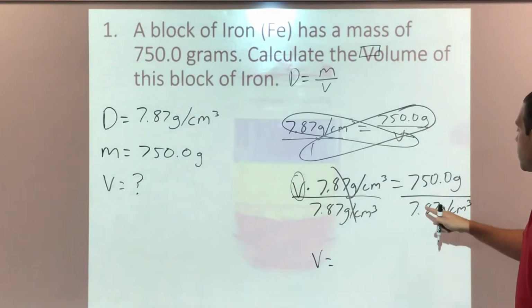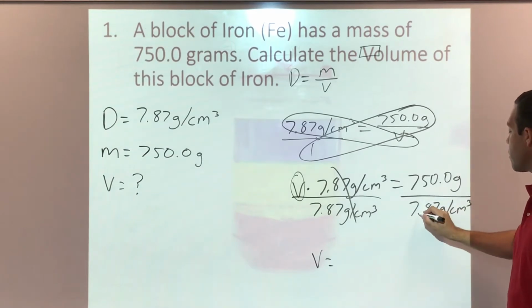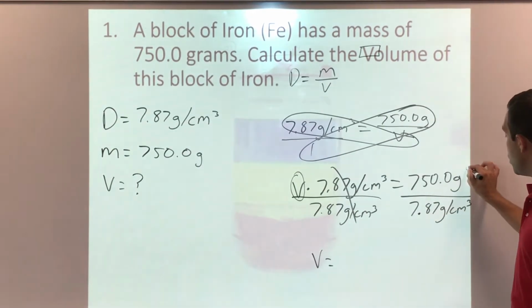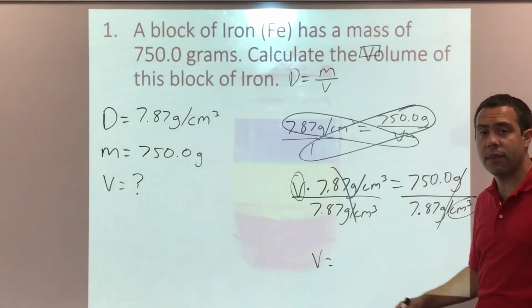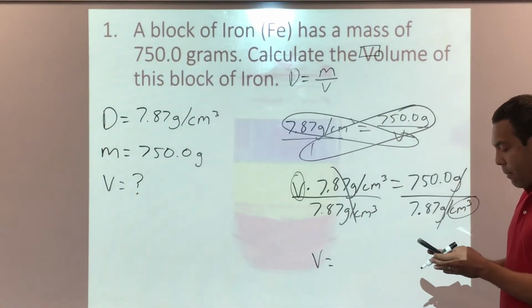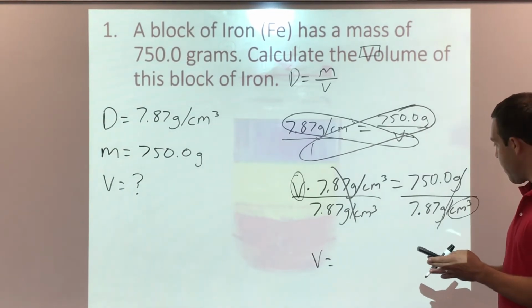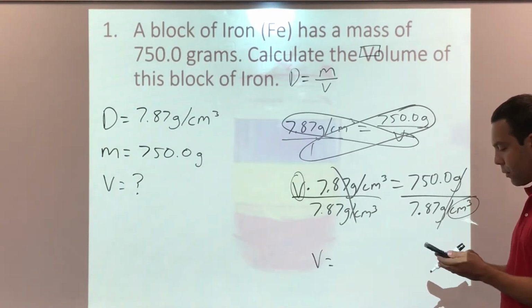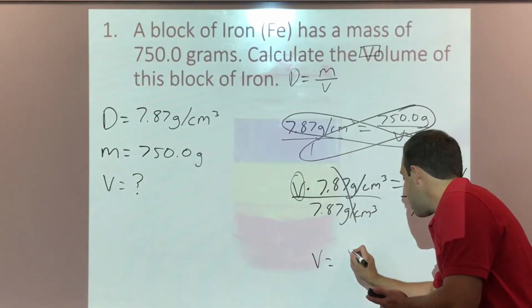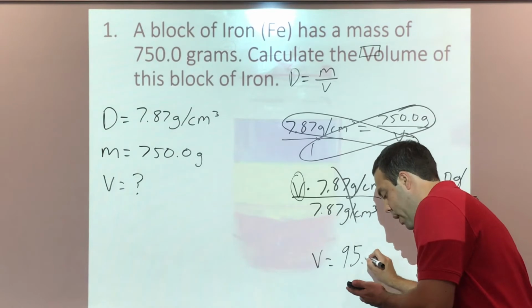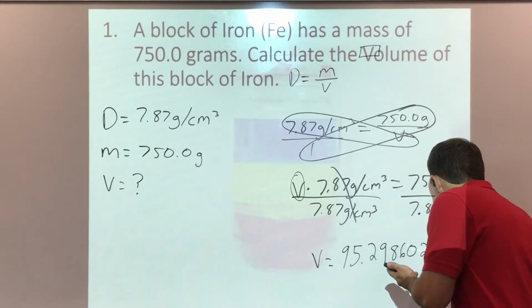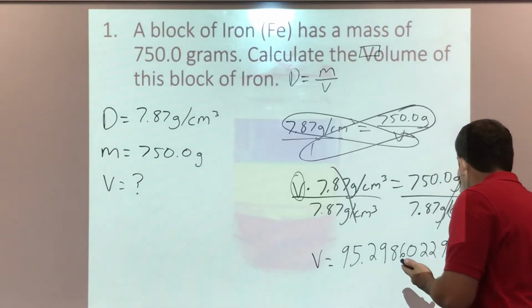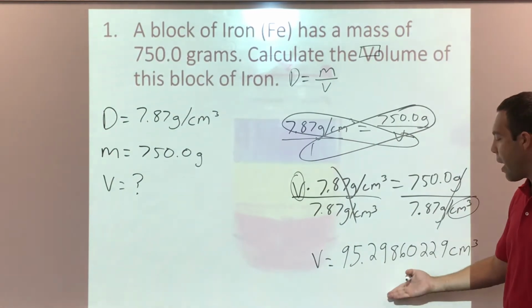V equals 750.0 grams divided by 7.87 grams per cubic centimeter. Here, the units of grams and grams cancel out, and we're left with the unit of cubic centimeters, which is perfect because we're trying to find volume. So let's do that mathematical operation, 750.0 divided by 7.87. Write down every single number that comes out of your calculator. So 95.29860229 cubic centimeters.